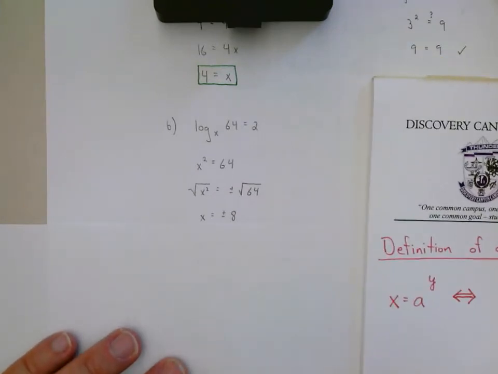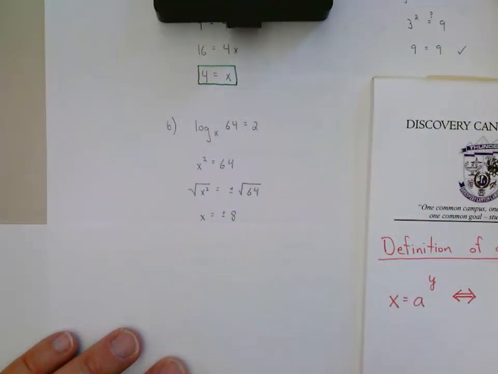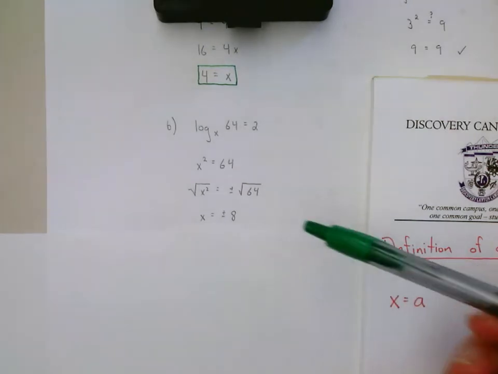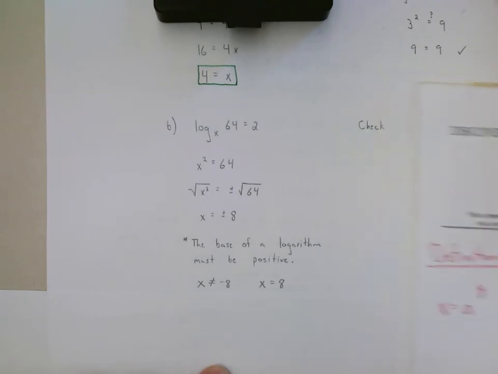As I think about this problem, though, I'm reminded that we have stated earlier that the base of a logarithmic function must be positive. Remember, we learned about logarithms as the inverse of an exponential function, and in order for an exponential function to have a domain of all real numbers, the base must be positive. Therefore, I can conclude that the base of a logarithm must be positive, and that x cannot equal negative 8, because the base of my logarithm cannot be negative 8. Therefore, the only solution that I'm going to check is x equals positive 8.